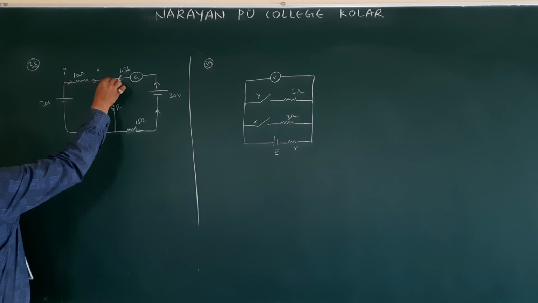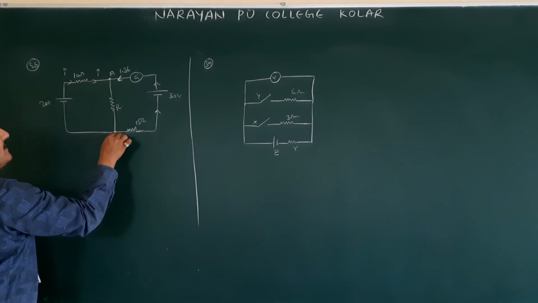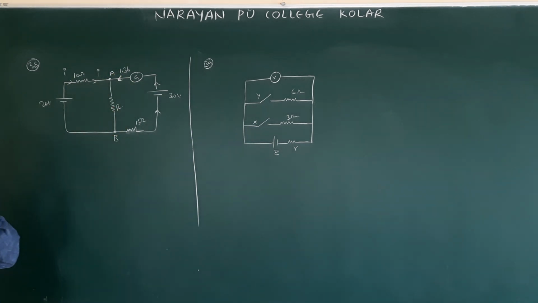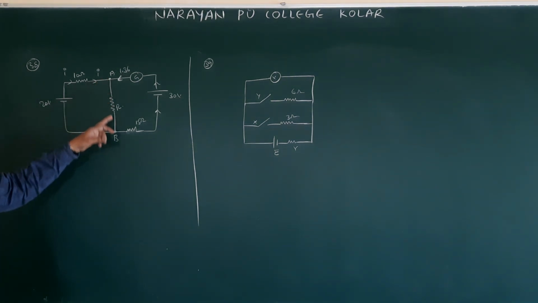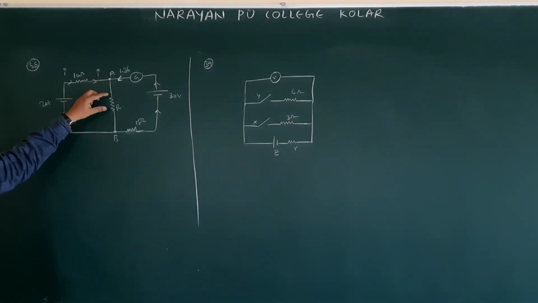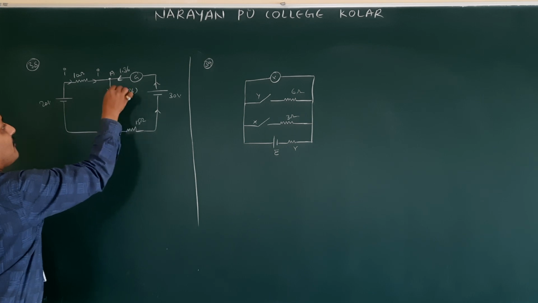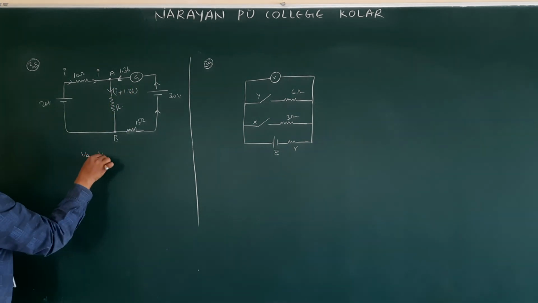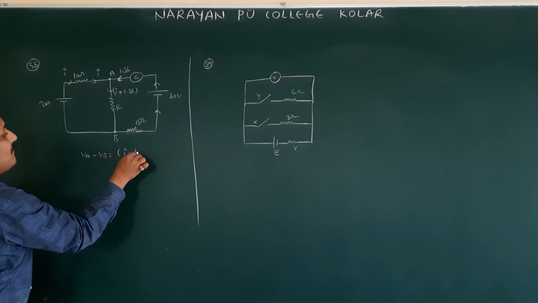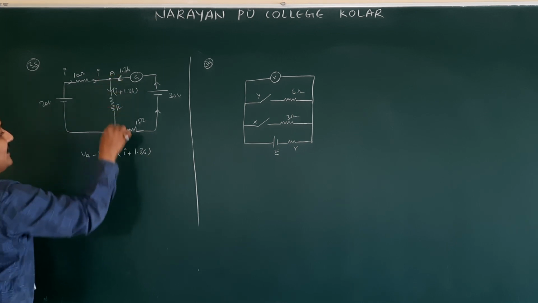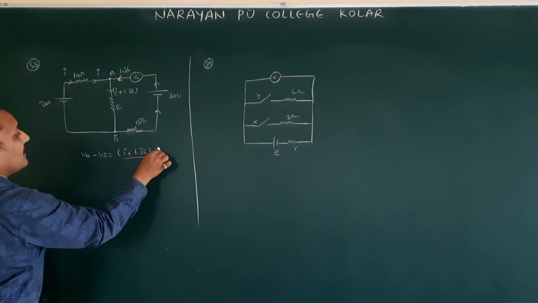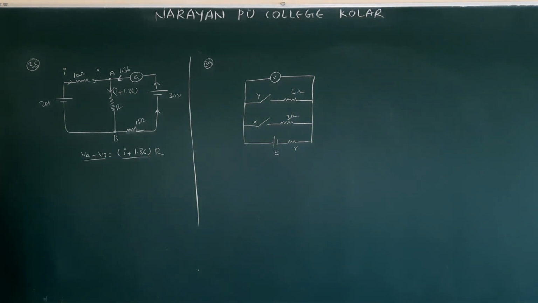Okay, so this is the junction A, this is B. We want R. How will we take R? Potential difference between A and B. VA minus VB is nothing but I into R. How much current is flowing? Entering current is I plus 1.36. So VA minus VB is equal to I plus 1.36, the current entering, into R. If you know VA minus VB and I value, you will get R.